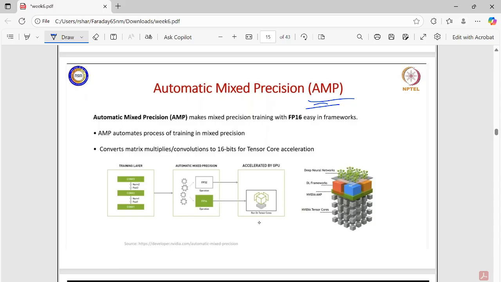Why use AMP? It speeds up the training and reduces GPU memory usage by using float 16 wherever possible, and maintains numerical stability by keeping critical operations in float 32. It handles the loss scaling automatically to prevent gradient underflow, and this simplifies the process of applying mixed precision training.